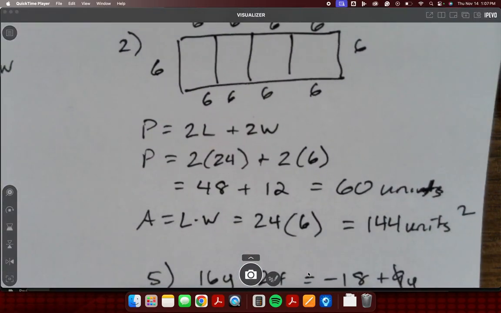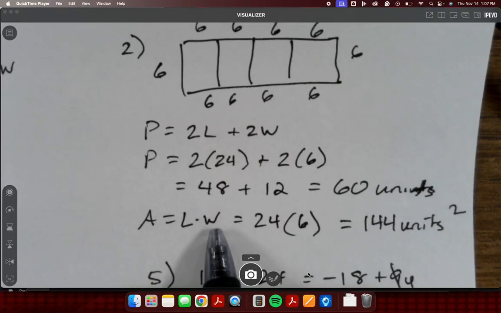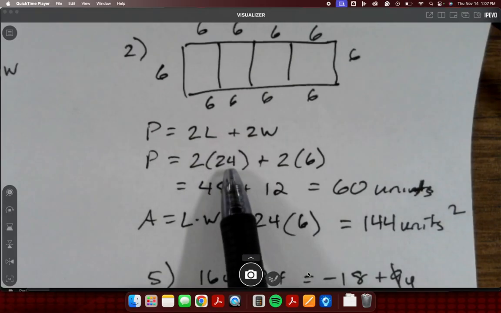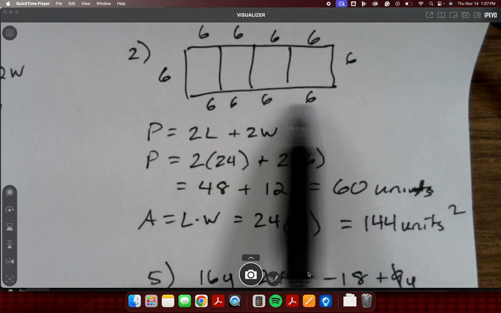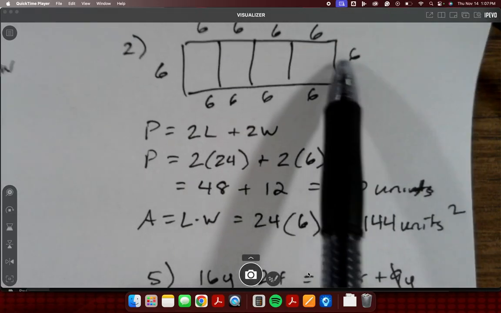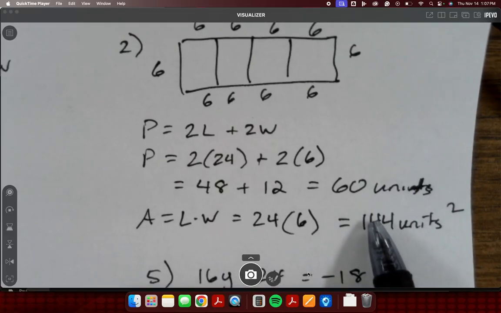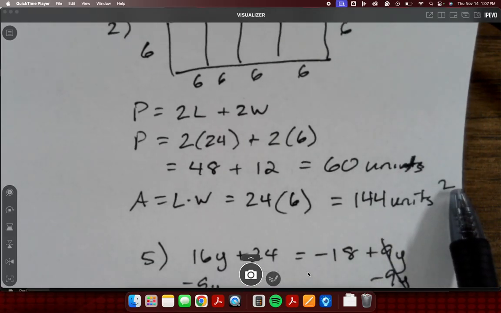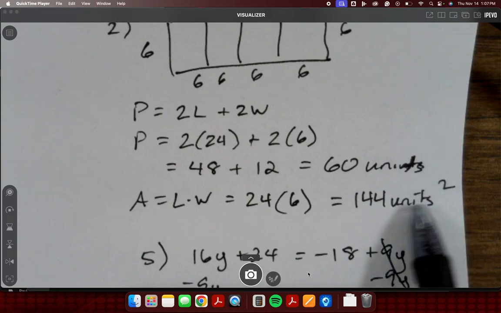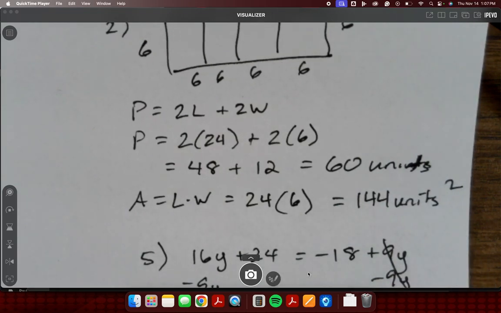Now, to get the area, we use the area formula, which is length times width. Our length is 24, so those 4 sixes put together. Our width is 6. So we do 24 times 6, then we get 144 units squared. So remember to put squared on any area units.